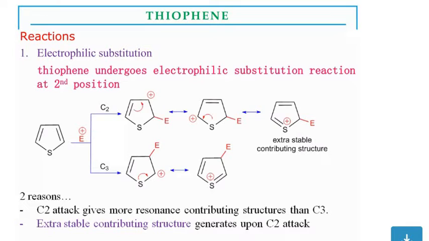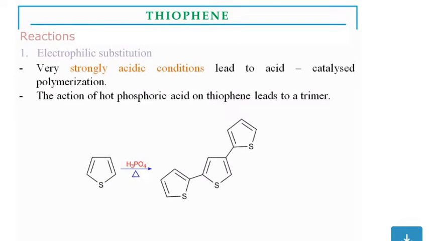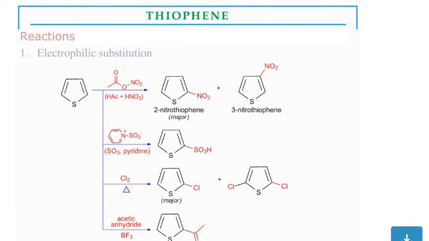Now reactions, electrophilic substitution also occurs here at carbon 2 position. C2 attack gives more resonance contributing structures than C3. Extra stable contributing structures are generated upon C2 attack. In electrophilic substitution, very strongly acidic conditions lead to acid catalyzed polymerization. You can see in the case of sulfuric acid, it gives a polymerized structure. The action of hot phosphoric acid on thiophene leads to a trimer.